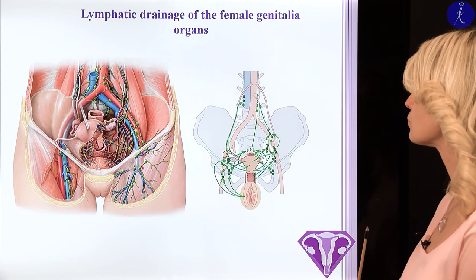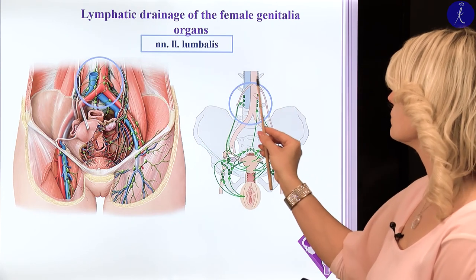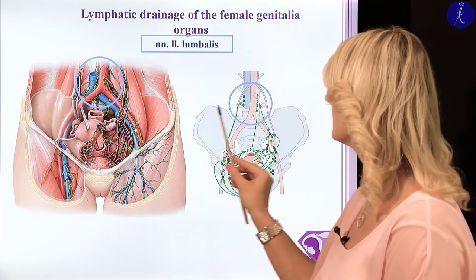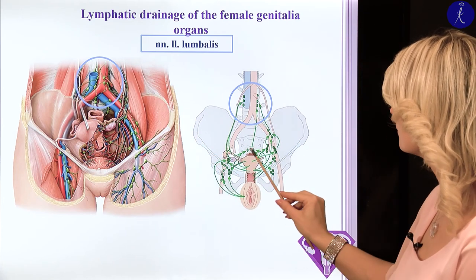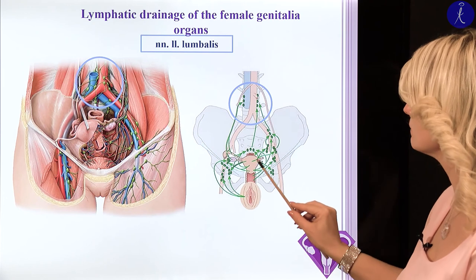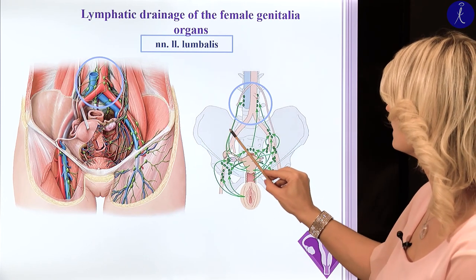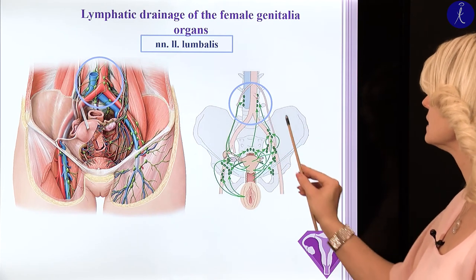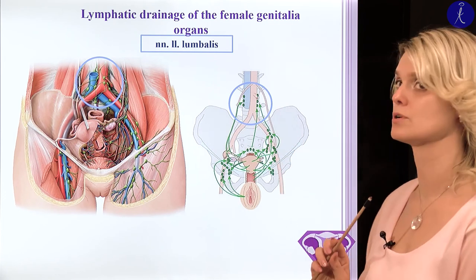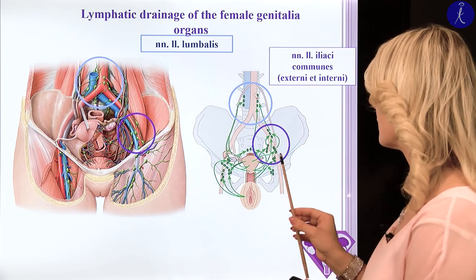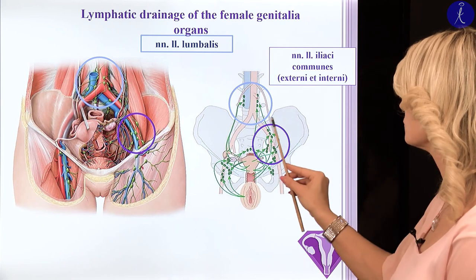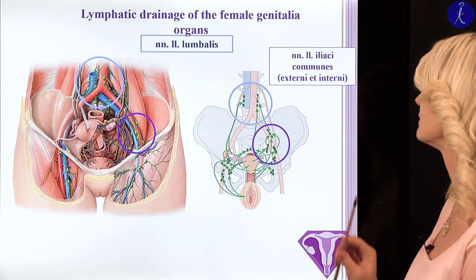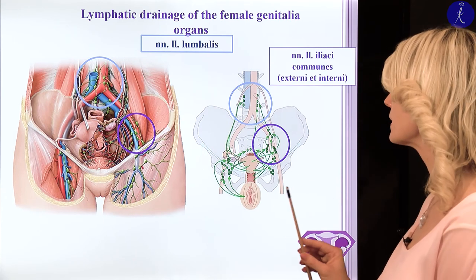What are the lymph nodes we have to mention? The lumbar lymph nodes are located around the abdominal aorta. They collect the lymph from the fallopian tube and from the ovary, because of course the ovarian vein drains into the inferior vena cava, and on the left side into the renal vein. That's why the lymph goes upward towards the lumbar lymph nodes. We have to mention the iliac lymph nodes, which are around the common iliac, external and internal iliac vessels.